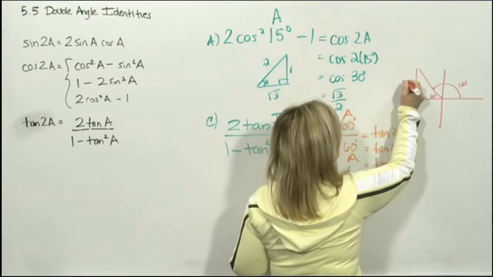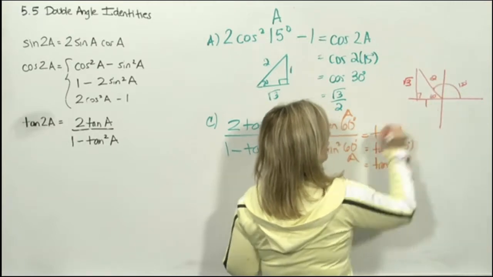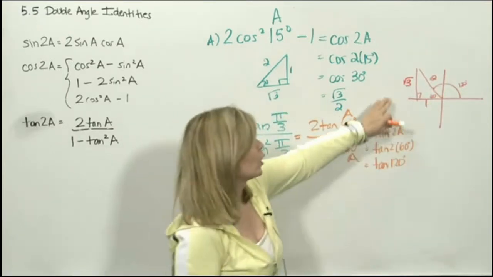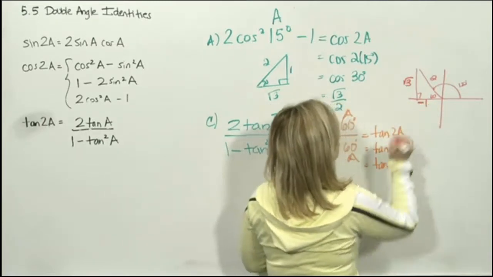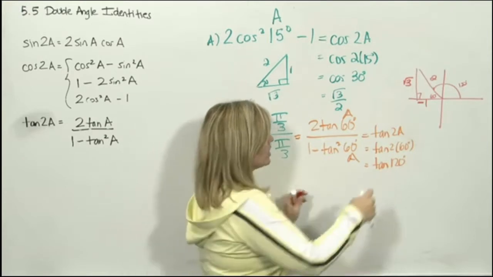I know the side opposite 60 is square root of 3. I know the hypotenuse is 2. That length is 1. We're in quadrant 2. We know the x value is negative. Now I can look up the tangent of 120 degrees.